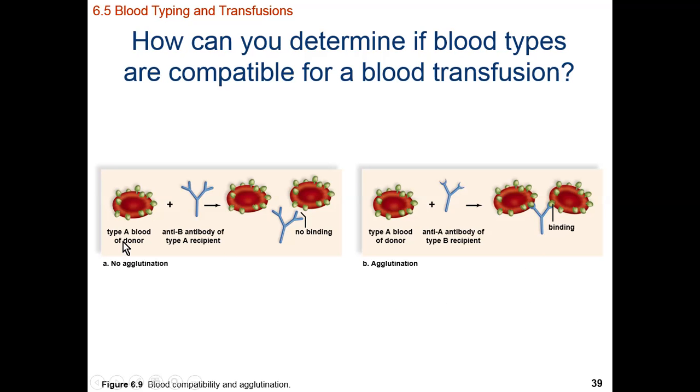So, if type A is donated to somebody who has type A blood, that patient will have type B antibodies. But type B antibodies don't attack type A blood, so nothing happens. They're fine. On the other hand, if type A blood is donated to somebody who does not have an A blood type, the recipient will make antibodies that attack the type A blood, and there will be binding and agglutination occurring.